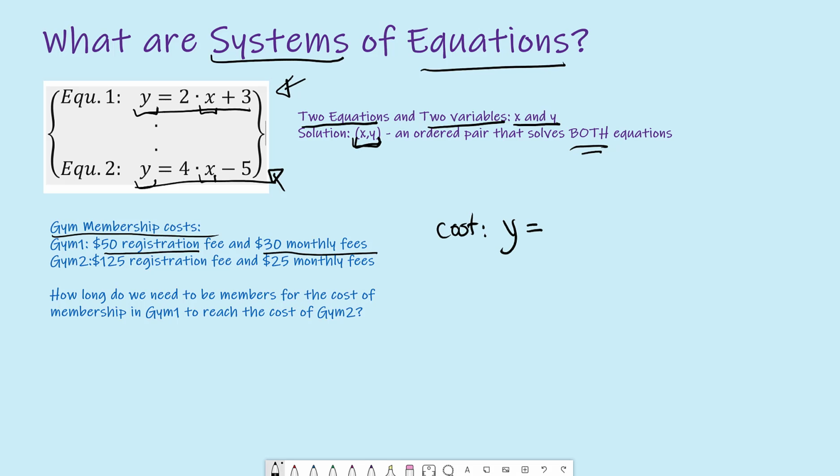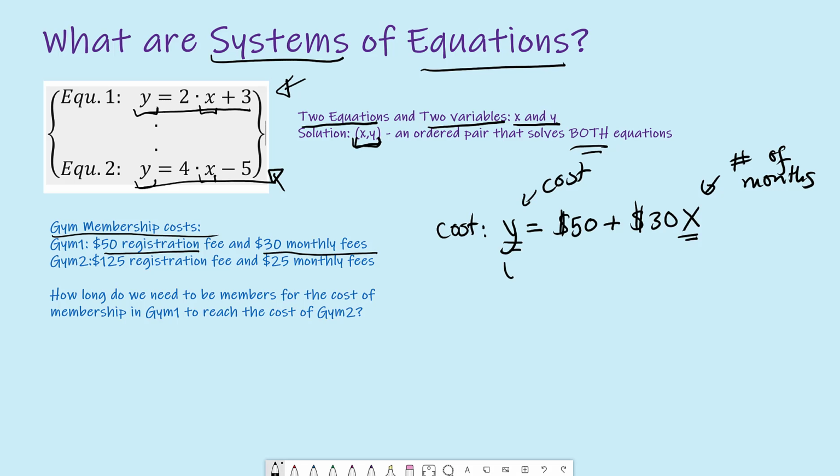Y equals $50 plus $30 times the number of months that we are members. And of course, as you can already guess, the number of months is a variable x. So we have 2 variables. We have cost and number of months. We can write a very similar equation for Gym 2, right?